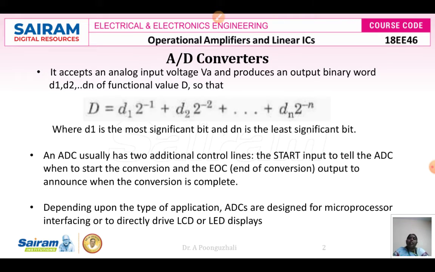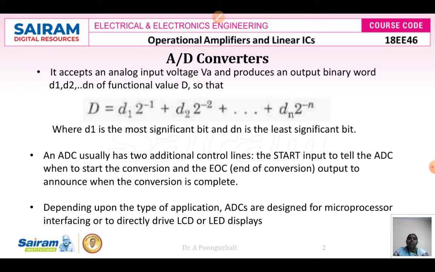The binary output word consists of D1, D2 up to Dn bits, and is a functional value of this capital D. I can write the digital word as D1 into 2 power minus 1 plus D2 into 2 power minus 2 till Dn into 2 power minus n. Here D1 is the most significant bit and Dn is the least significant bit.